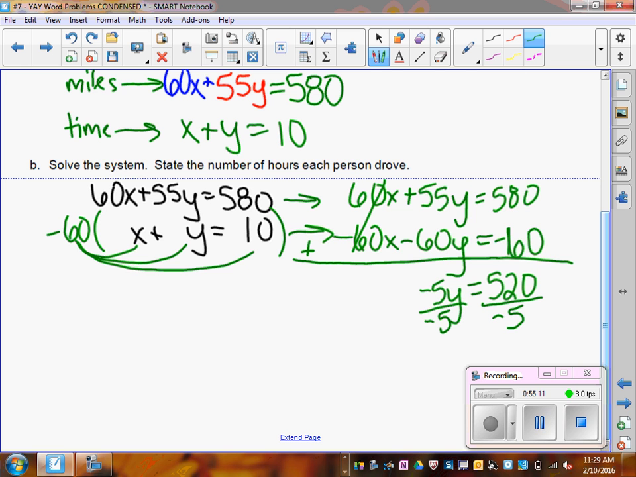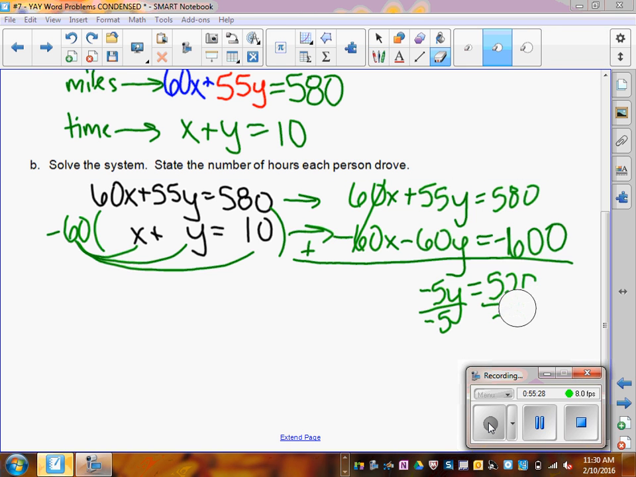Messed up something. Alright, I see my mistake here. -60 times 10 is not -60, but rather -600. Alright, so let's fix that. 580 minus 600 is -20. Alright, now let's divide that. We get y equals 4.